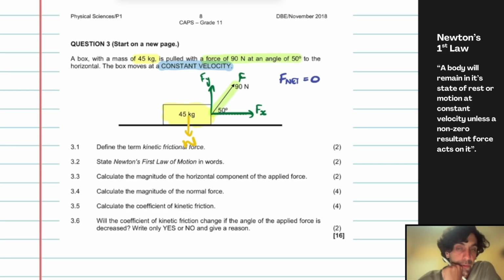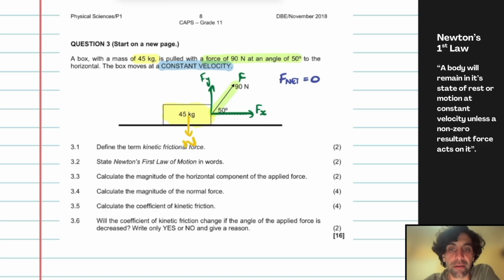In this case, we are dealing with a box moving at constant velocity, hence the reason they have asked us to define the kinetic frictional force, which is the frictional force that basically opposes the motion of an object relative to its surface. So the exact definition would be the force that opposes the motion of an object relative to its surface. There you have it.